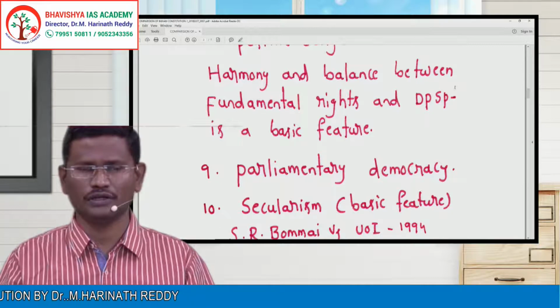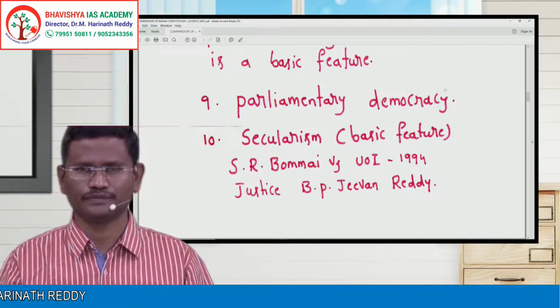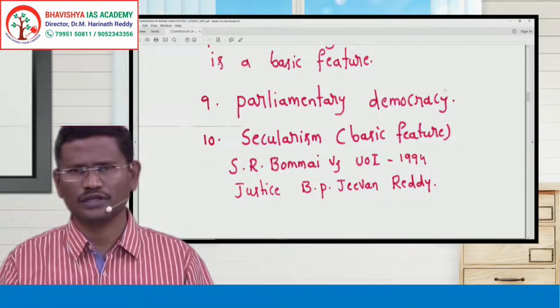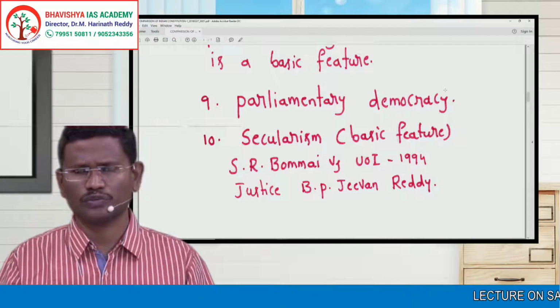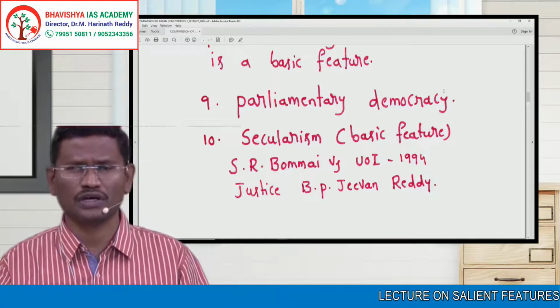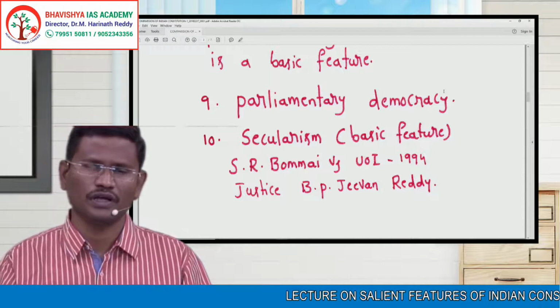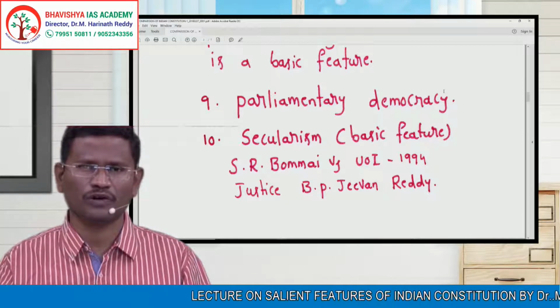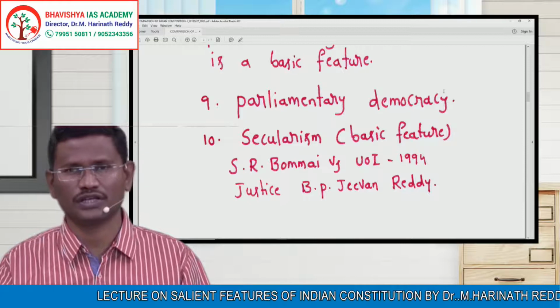Then secularism. See, the Indian Constitution provides for the establishment of a secular state, which means the Indian state, the Indian government, doesn't have any official religion.